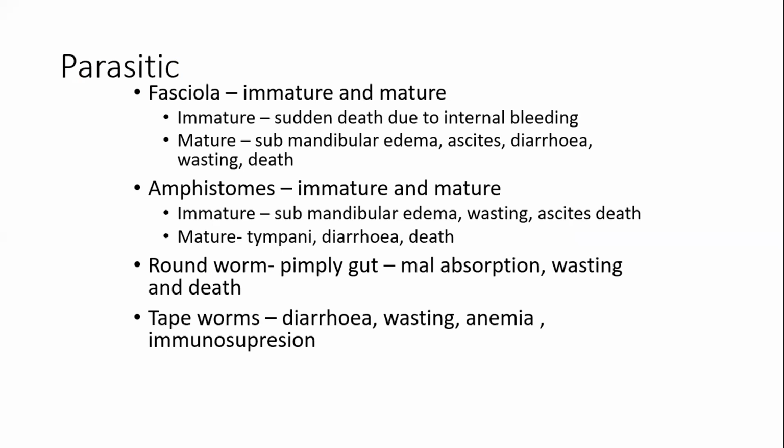Immature fasciola may lead to sudden death because of the internal bleeding that you have seen in the video of the same thing. Then immature or mature fasciola may lead to submandibular edema, ascites, diarrhea, wasting and death. Amphistomes, mature and immature, both: the mature will have tympany, immature will have submandibular edema, wasting and ascites and death. Finally, roundworm, pimply gut conditions, malabsorption syndrome, and ultimately the wasting and death is there.